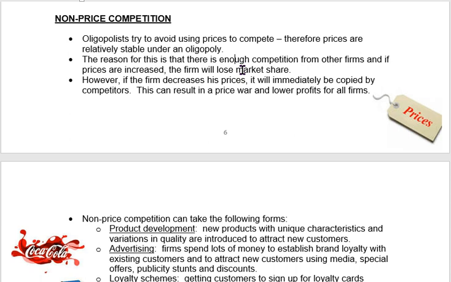Okay, so in an oligopoly, they prefer not using prices to compete, and that is why their prices are relatively stable. So although they do have control over the price, they prefer not to change the prices. Okay, and the reason for this, as I said, is the uncertainty. There's enough competition from other firms, so it's not like there's no competition. There are other firms there that they're competing with, and they don't know.